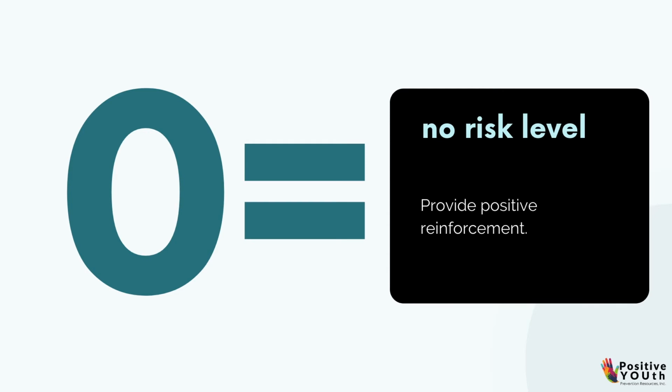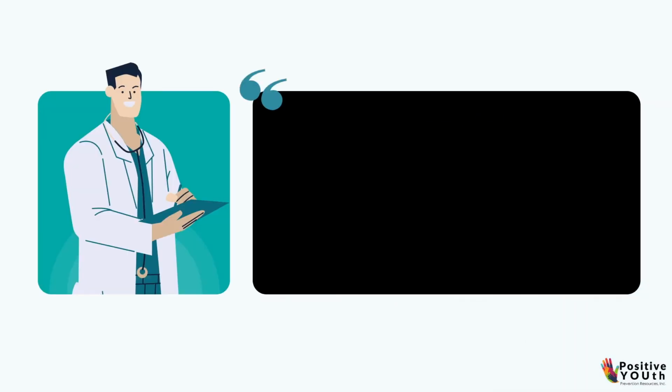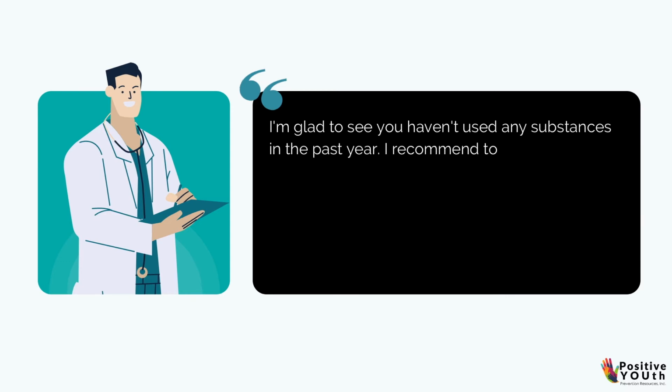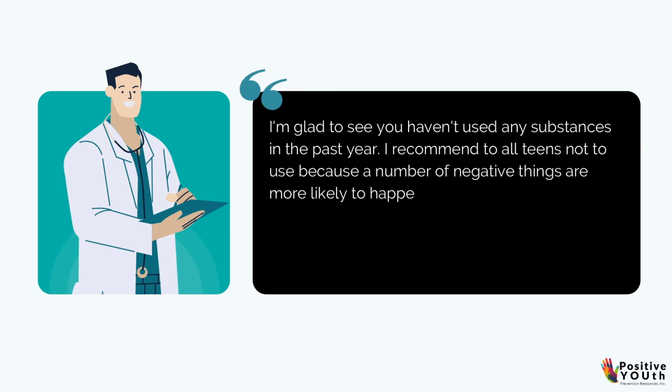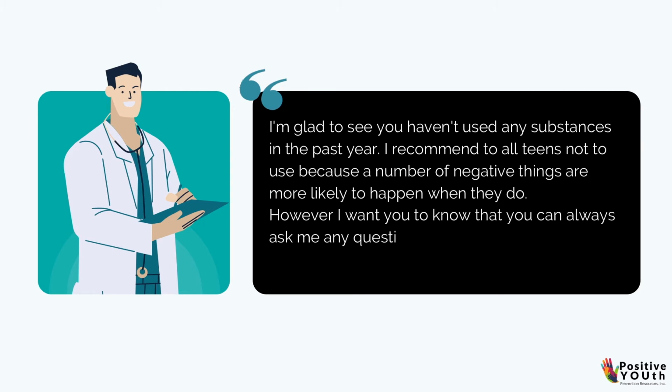So an example of positive reinforcement would be, "I'm glad to see that you haven't used any substances in the last year. I recommend to all teens not to use because a number of negative things are more likely to happen when they do. However, I want you to know that you can always ask me any questions you may have about them."